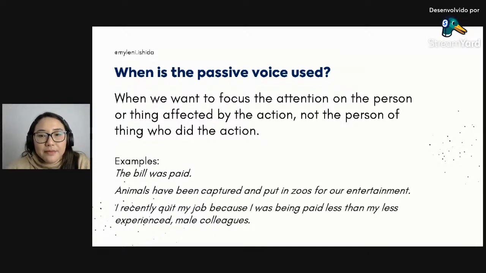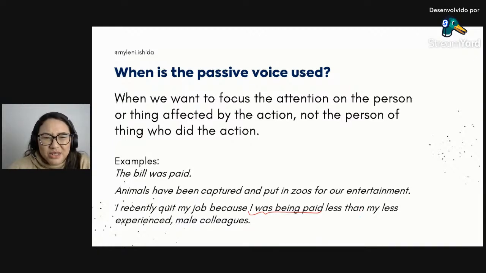I recently quit my job because I was being paid less than my less experienced male colleagues. Thank you for your feedback, Lua and Nathan. Thanks a lot. Okay. So here, the third example is, I recently quit my job because I was being paid. Ah, that's a very good one. I was being paid. I was being paid.